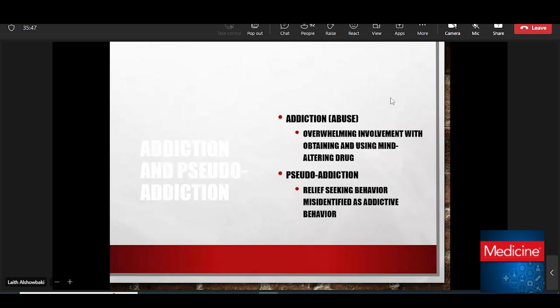So, as in any disease in which pain medications, especially narcotics, are prescribed on a regular basis, people can either abuse or get addicted to those medications. There's a term called pseudo addiction, in which people present with a relief-seeking behavior misidentified as addictive behavior.